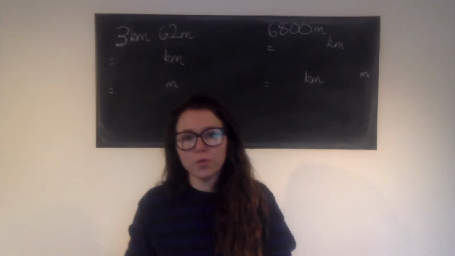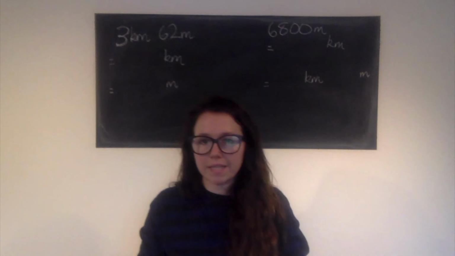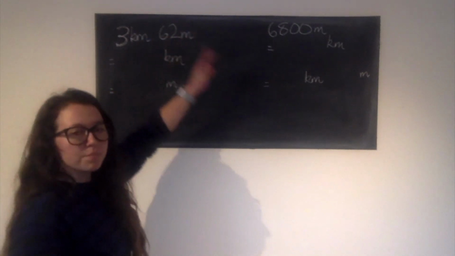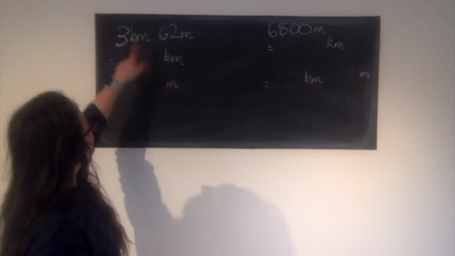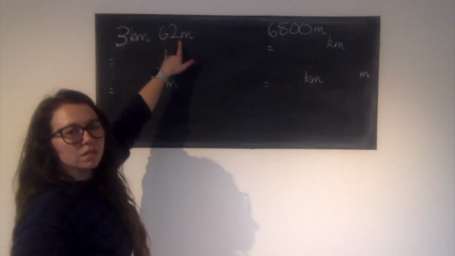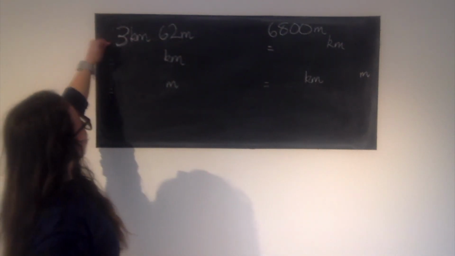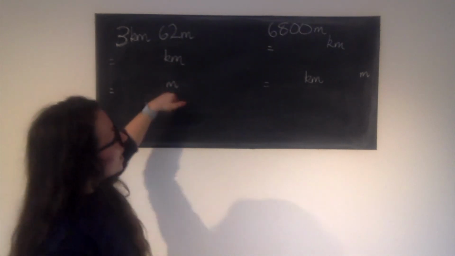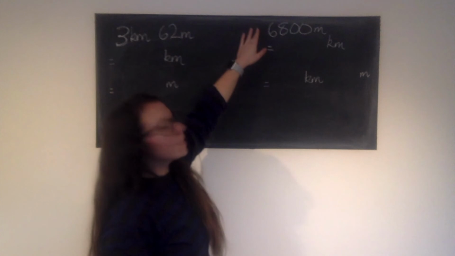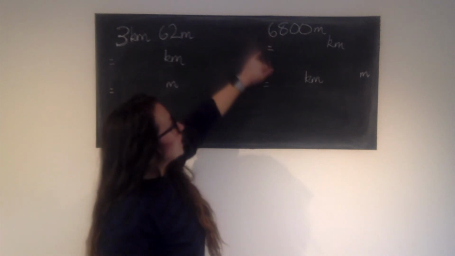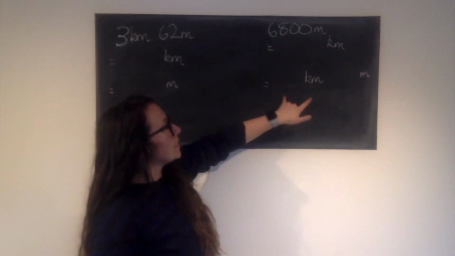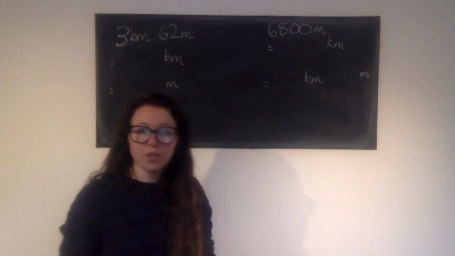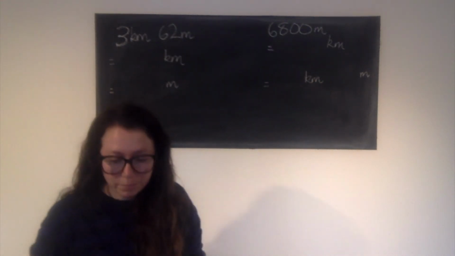Just going to go through one more because some of you struggled with these yesterday. So we can represent these as kilometres and metres in the same way. So 3 kilometres and 62 metres. I want us to be able to write that as a decimal for kilometres and as metres. And then this one the other way around. So 6,800 metres, what is that in kilometres? And what is it partitioned into kilometres and metres? So you can pause and have a go on your own, or you can go through it with me now.